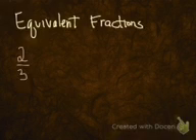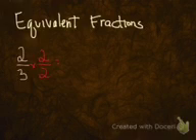Okay, equivalent fractions. If we're looking at 2/3, we can make an equivalent fraction for that by multiplying it by any number, as long as it's the same number top and bottom. So in other words, 2/3 multiplied by 2/2, well, that's 4/6.